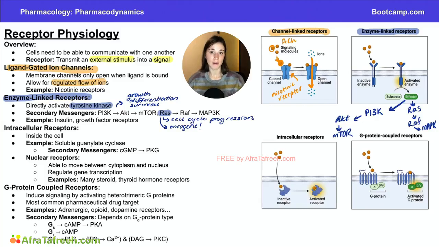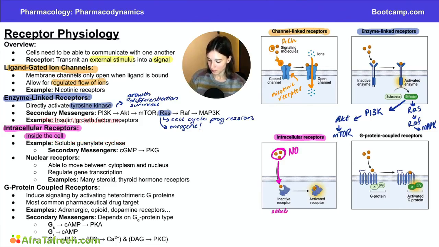The next class of receptors we'll talk about are intracellular receptors, which rather than being on the membrane surface are found inside the cell. This means that their ligand needs to be membrane permeable in order to pass through the membrane and reach the receptor. An example of a membrane-permeable ligand is nitric oxide, which passes through the membrane to bind to soluble guanylate cyclase. This leads to the activation of cyclic GMP and protein kinase G.